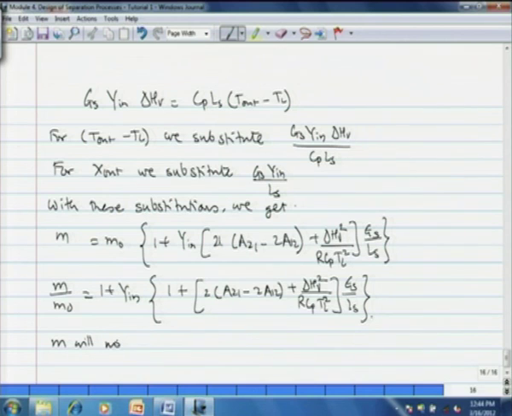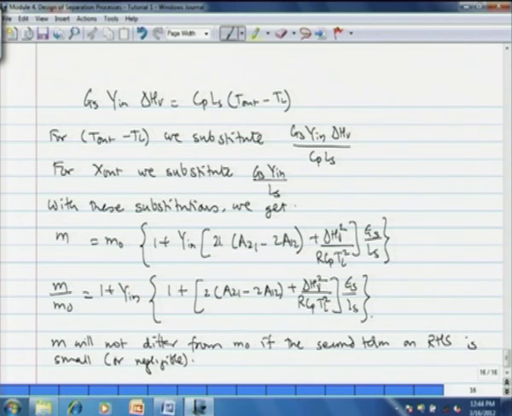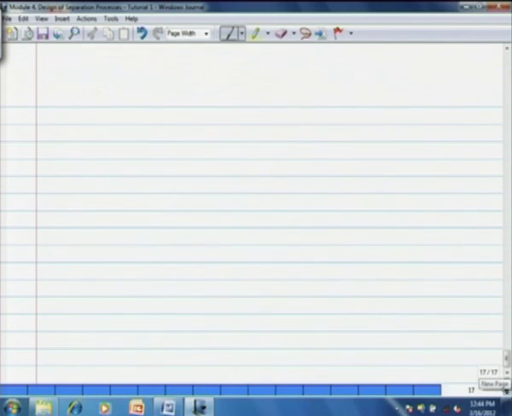Now, M will not differ from m naught if the second term on right hand side is small in number, okay, or numerical value or negligible. And therefore, we can say that Kremser's equation will apply. If the numerical value of the second term on the right hand side is less than or equal to 0.1, that means m will not differ by more than 10% from m naught, and therefore, the equilibrium curve will be essentially a straight line.